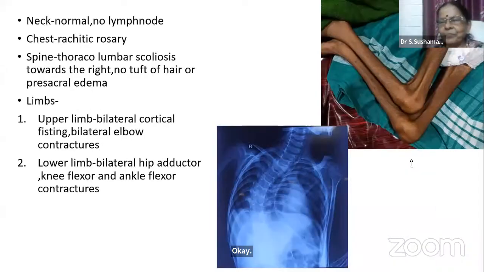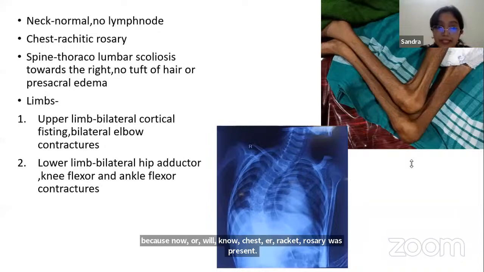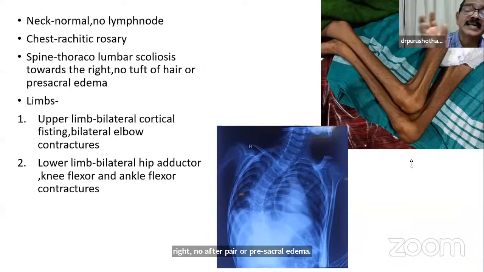Okay, continue. Neck is normal, no lymph node. Chest, rachitic rosary was present. Spine, there was thoracolumbar scoliosis towards the right. No tuft of hair or presacral edema. Limbs, the upper limb, there was bilateral cortical fisting.